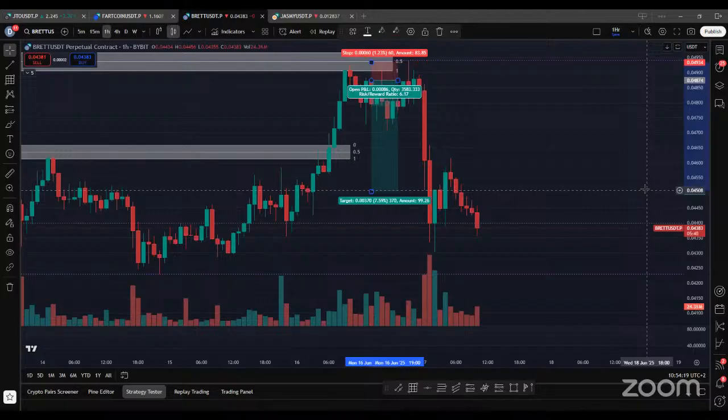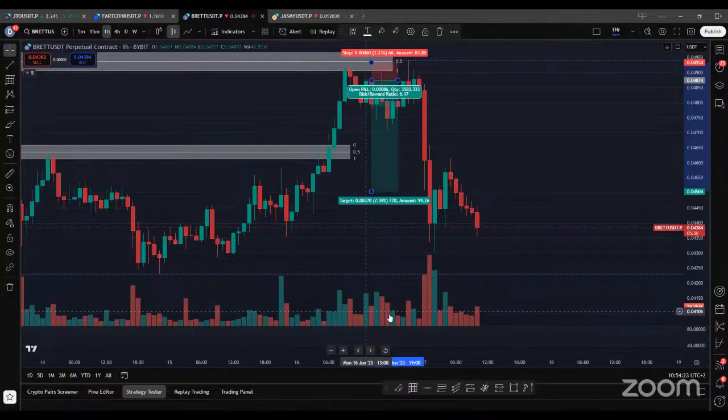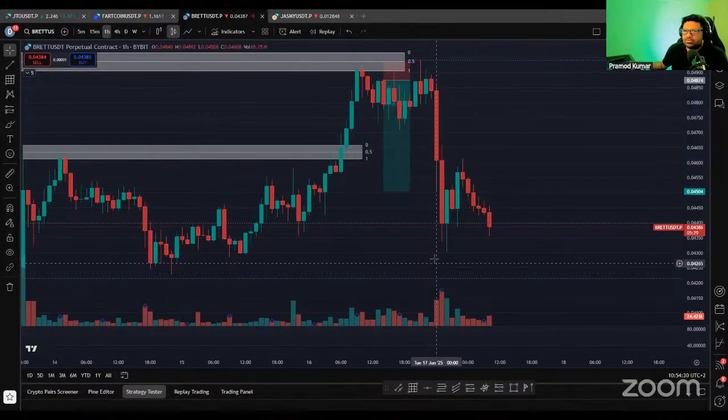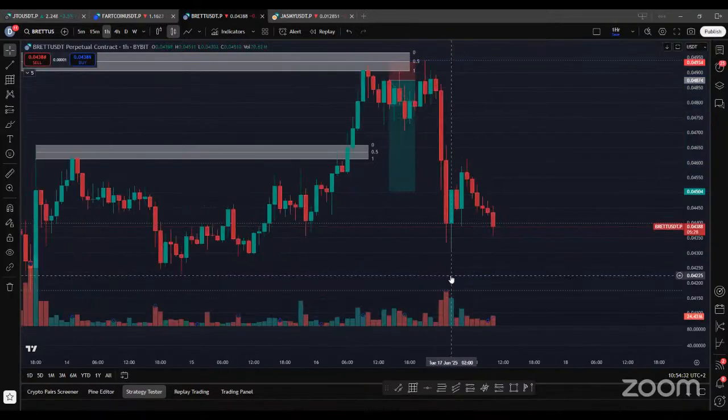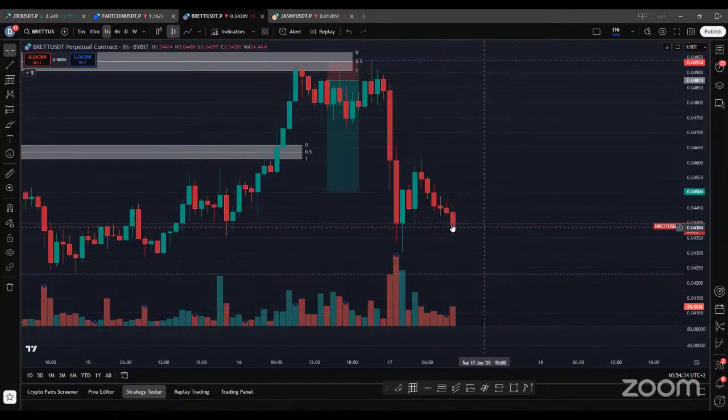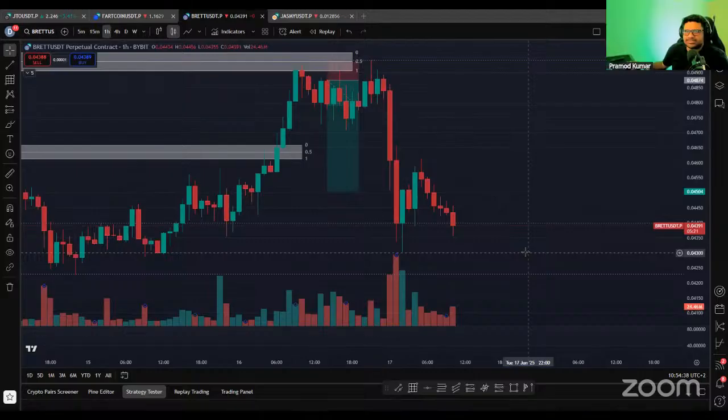Okay. And again, the volume was fairly low here, but then obviously once it started coming down, we got the high volumes over here. Yeah, obviously while coming down, we'll see the volumes. Yeah.